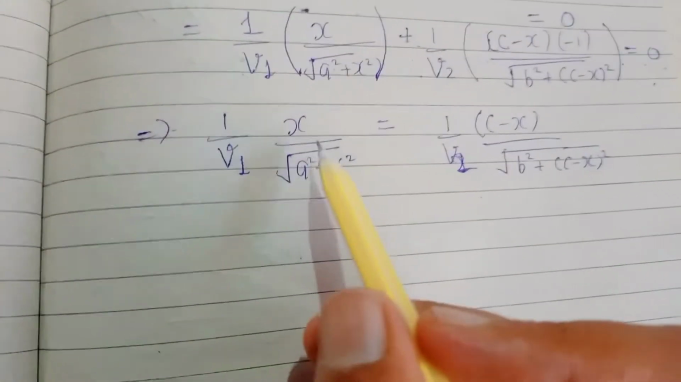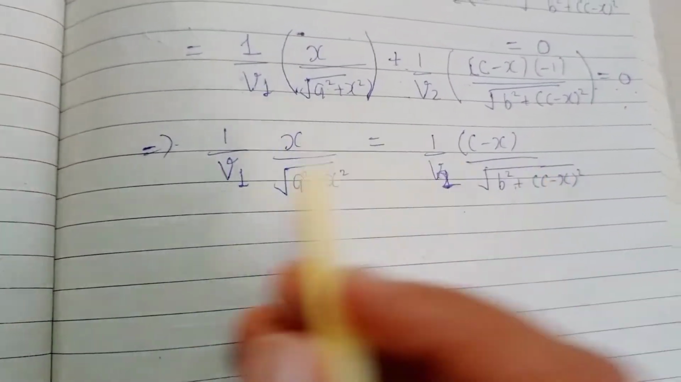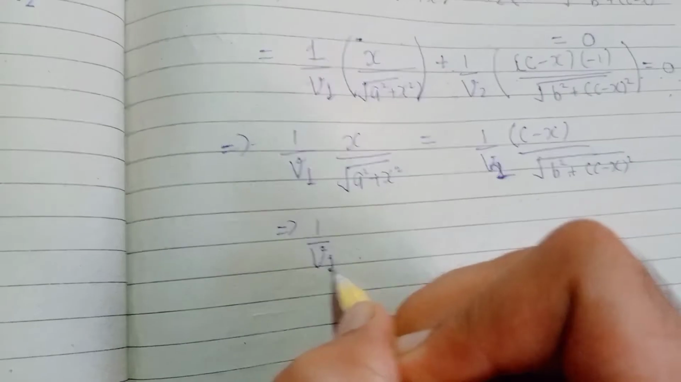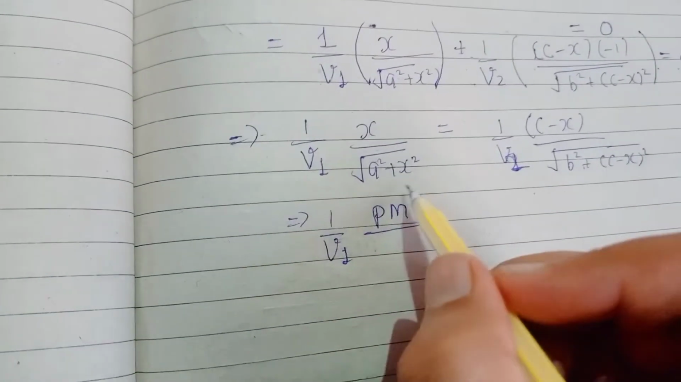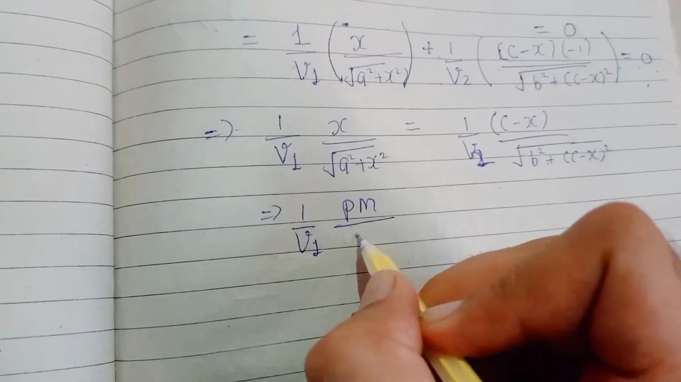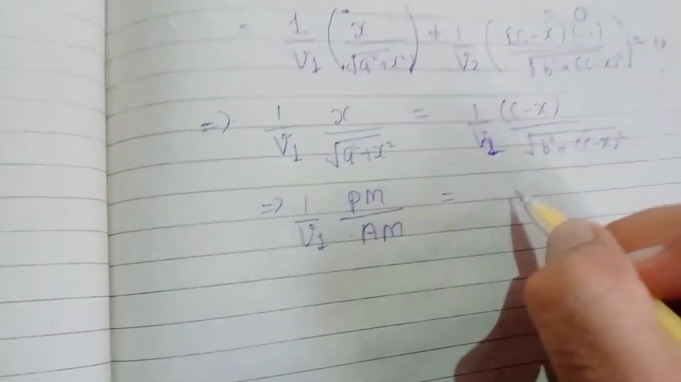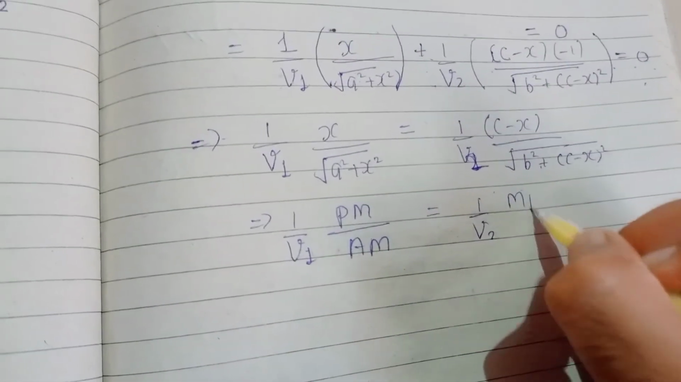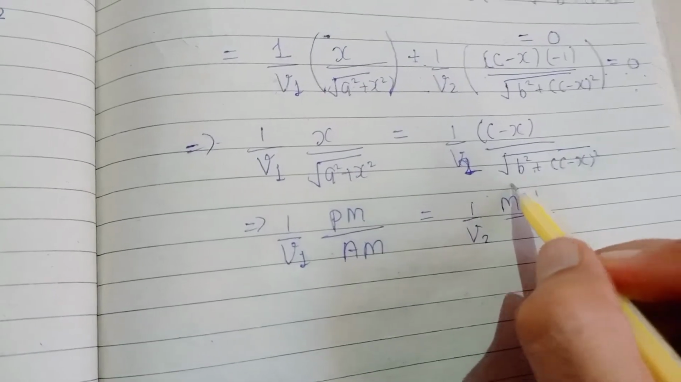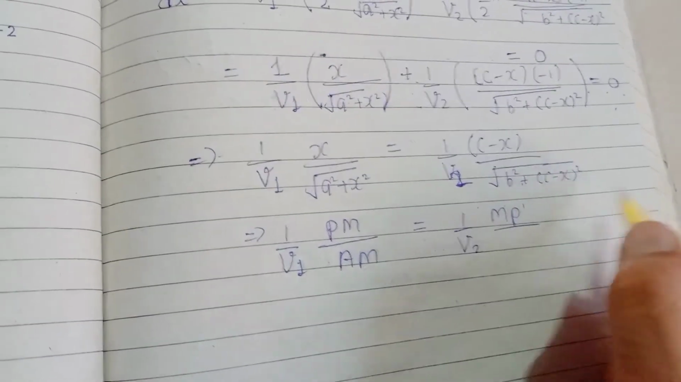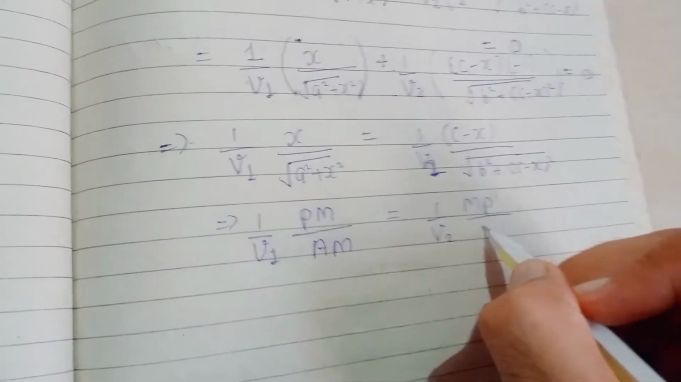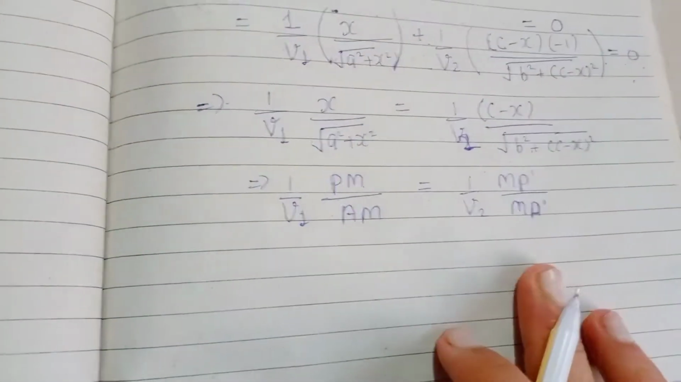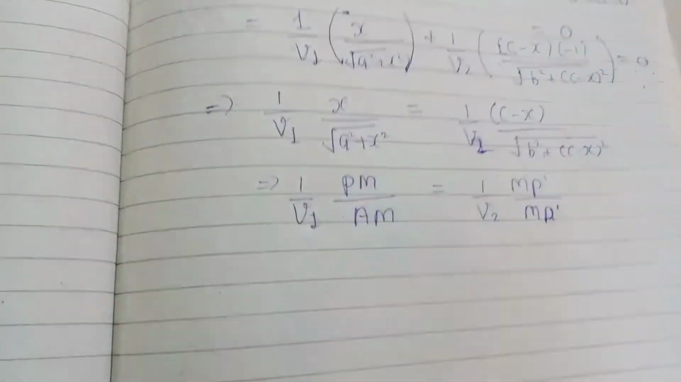So now we know that these 4 are the values of 4 parameters. Here x is the value of Pm. We can write 1 upon v1 Pm upon under root a square plus x square. We calculated it is the value of Am. Similarly, c minus x is the value of mp dash. So here you can write mp dash upon under root b square plus c minus x square, which will be equal to ma dash. So here the equation seems like this now.